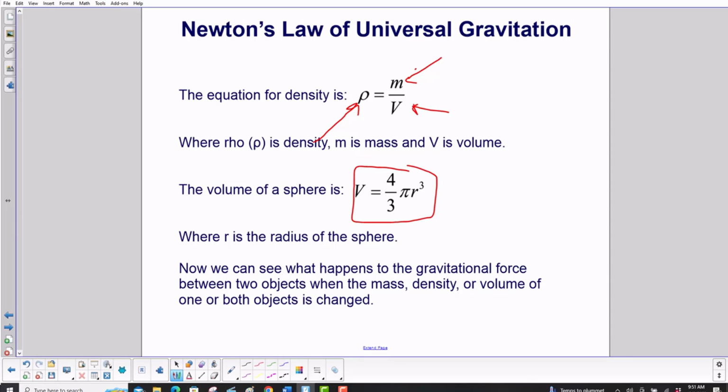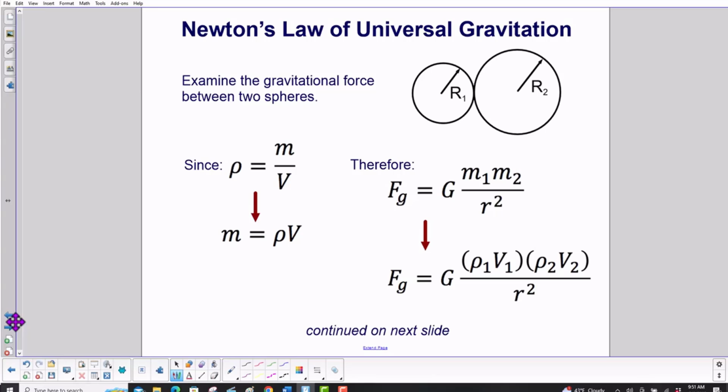Now we can see what happens to the gravitational force between two objects when the mass, density, or volume of one or both objects is changed. Examine the gravitational force between two spheres. Since ρ is mass over volume, mass is just ρ times volume. Therefore, Newton's law of gravitation becomes this. We just replace the masses with ρ times volume.